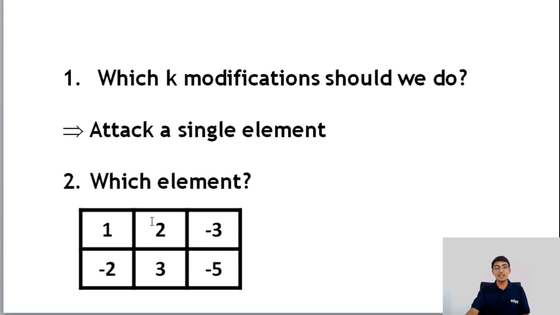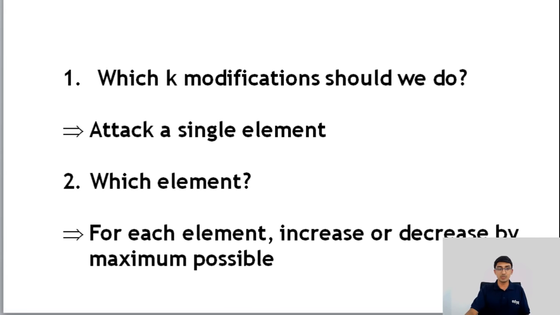Well, to find out which element to attack, we should attack each element one by one, get the new sum and see which sum is the least. Because just by looking at the element, we can't say if this is the right element to attack or not. So we'll go to each element one by one. We'll go to 1, we'll go to 2, we'll go to -3. If there were more elements, we would go to even more elements, and we will see which one we should attack. All right. So that's what we're going to do.